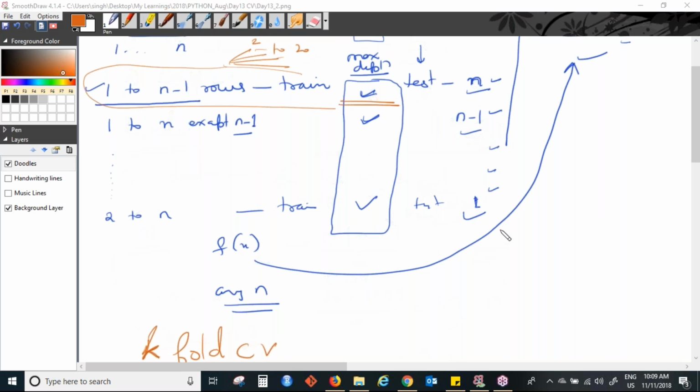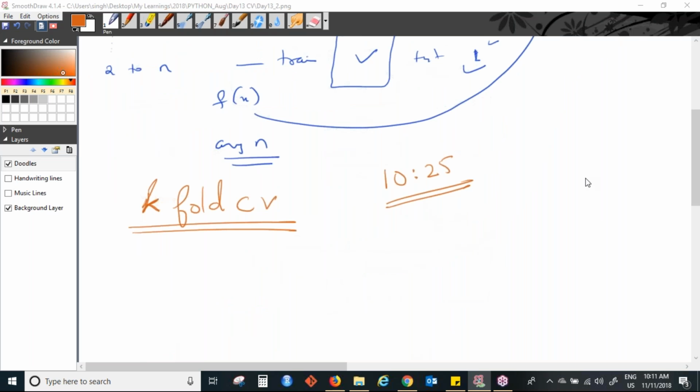Okay, let's continue, guys. So we have seen what leave one out cross validation is. As the name suggests, here we train the model on n minus 1 rows, and the last row is used for testing the model. This process repeats until each row has become the testing data, so the process repeats n times. The only disadvantage of leave one out cross validation is that it takes a lot of time to run, because you are running the model so many times, n times.